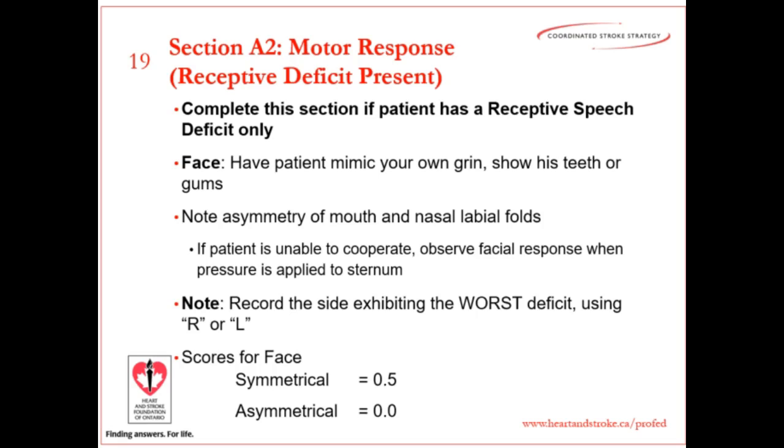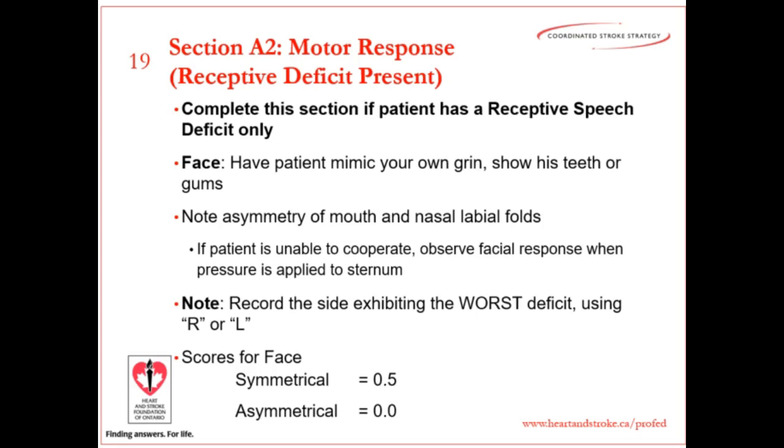So if you did not complete A1 because they do have a receptive deficit, you would then complete section A2. Okay. So this is really looking at the motor response for the client with receptive speech deficit. Okay, and so this is going to be a little bit more challenging. You can have the patient try and mimic your own grin or show your teeth. Okay, hopefully you can show that to them and they might be able to show it back to you.